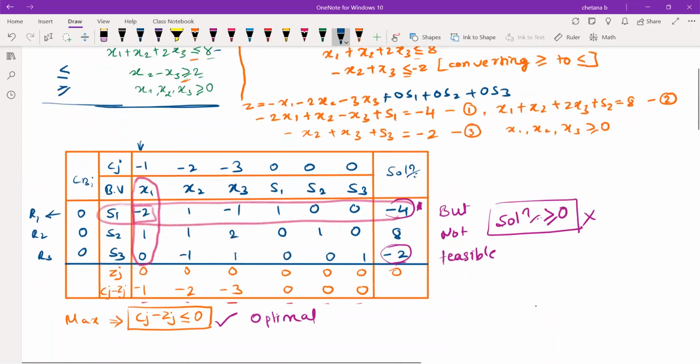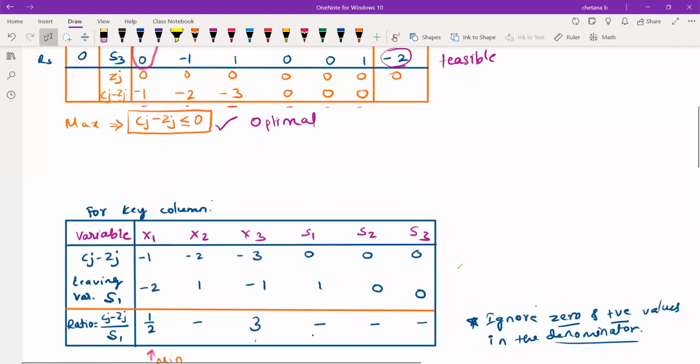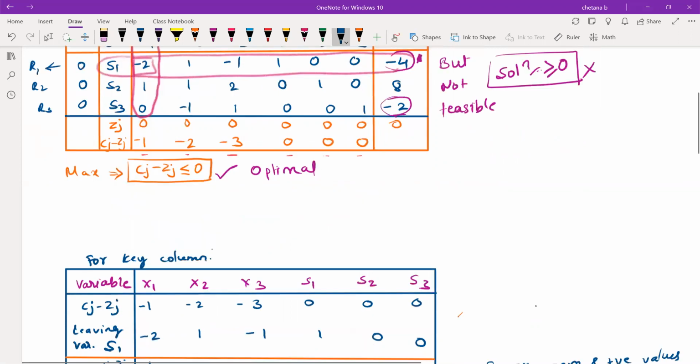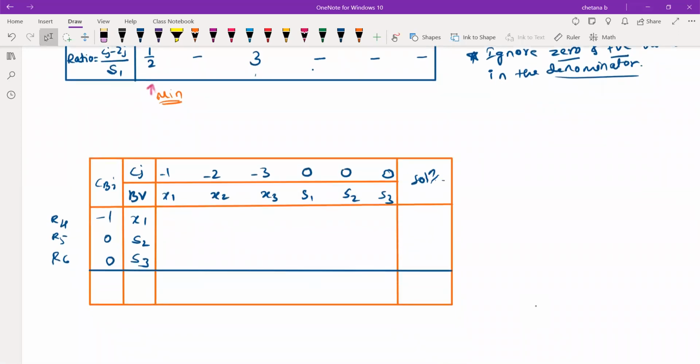So for R4, you need to divide each element by the key value. So key value is -2. -2 by -2 is 1, 1 by -2 is -1 by 2, plus -1 by -2 is plus 1 by 2. Next, -1 by 2, 0, 0. Okay, so I'll write it here. This is 1, -1 by 2, plus 1 by 2, -1 by 2, 0, 0, and 2, because -4 by -2 is 2.